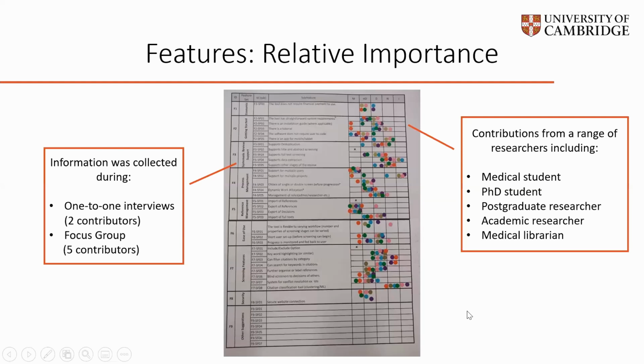So we carried out some interviews and a focus group with systematic reviewers and asked them to comment and think a little bit about how important these features were to them. I think we went on a scale from 1 to 5, from this feature is absolutely essential or mandatory, right down to this feature is completely irrelevant and I don't care if the software includes this.